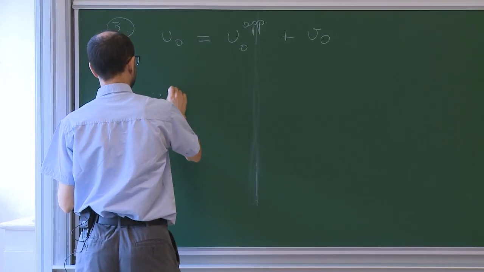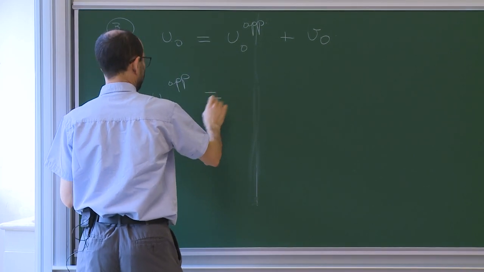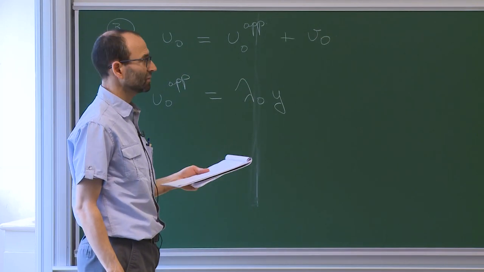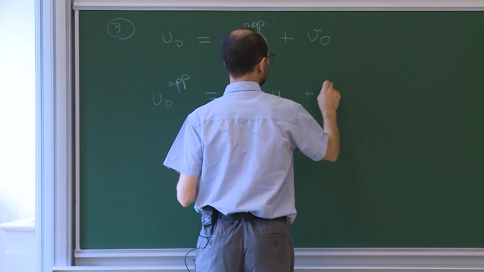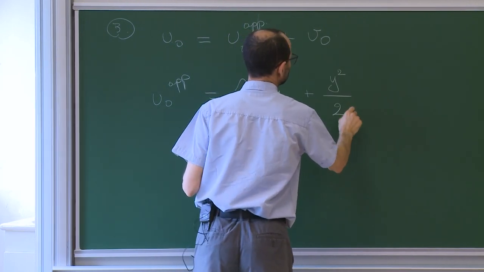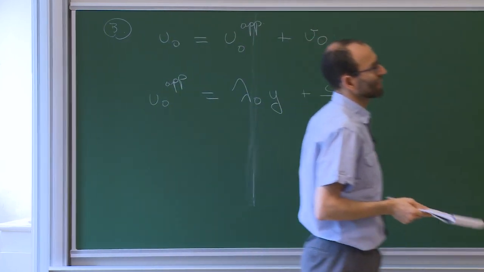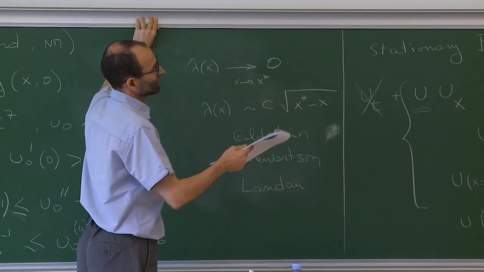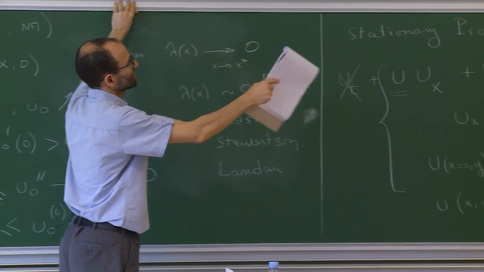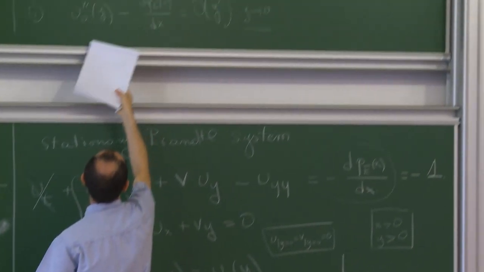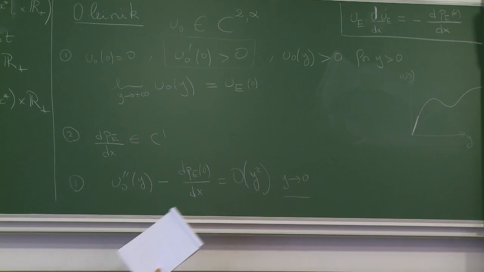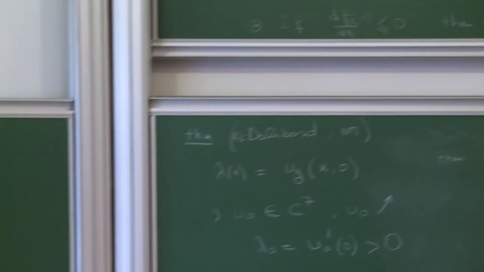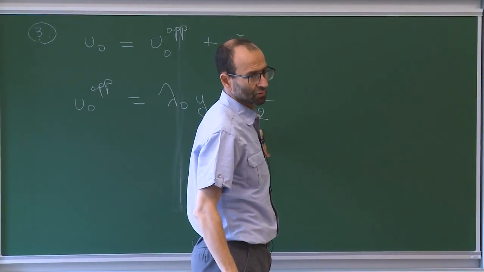Now our u0 approximate will be what? Lambda 0 y, okay, so that's the derivative, plus y square over 2. The y square over 2 is related to the fact that the pressure term is minus 1. So it's related exactly to this condition, right? That condition tells you that this term has to be y squared over 2, okay?